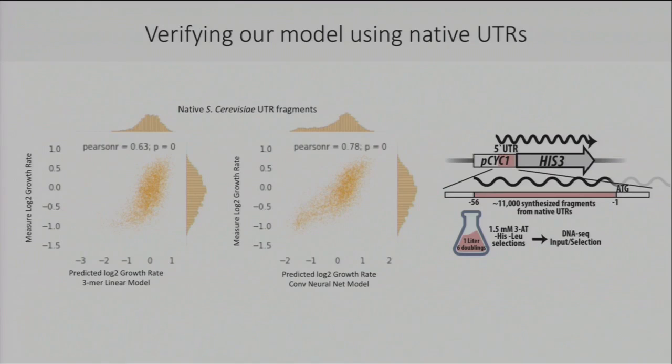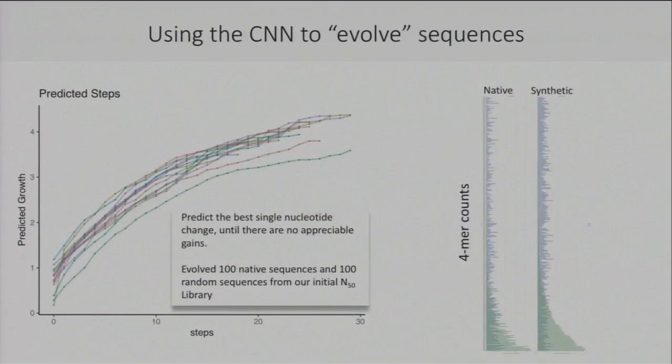From there, what we really want to do is take a random sampling from either the native or the synthetic set that we built, and ask, can we evolve those UTRs to have higher translation? We had a start point, a start score, and we asked the model, what's the best single nucleotide change to increase translation? And we did that iteratively until there were no appreciable gains beyond that. We did that for both our random synthetic 100 UTRs and also 100 from the native set.